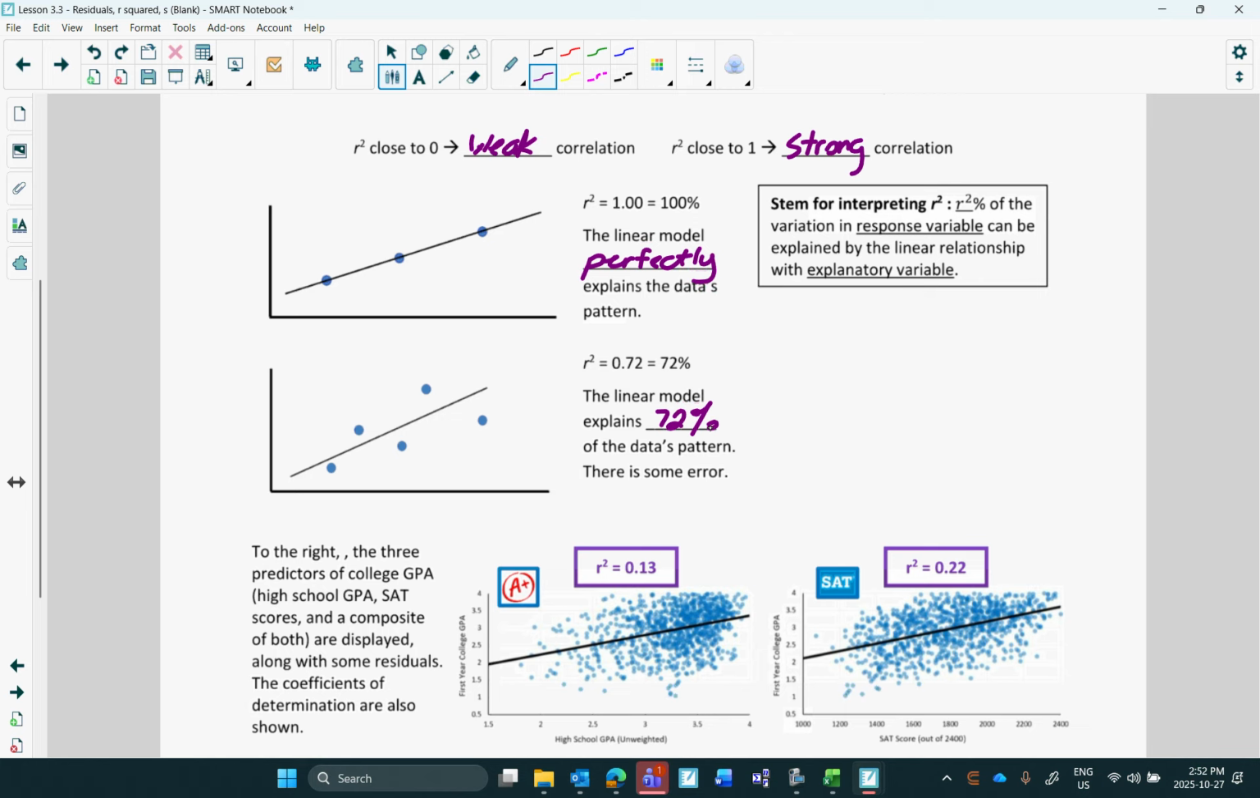Here's how we would write the interpretation for R squared. You would say R squared as a percent of the variation in whatever the response variable is can be explained by the linear relationship with whatever the explanatory variable is.